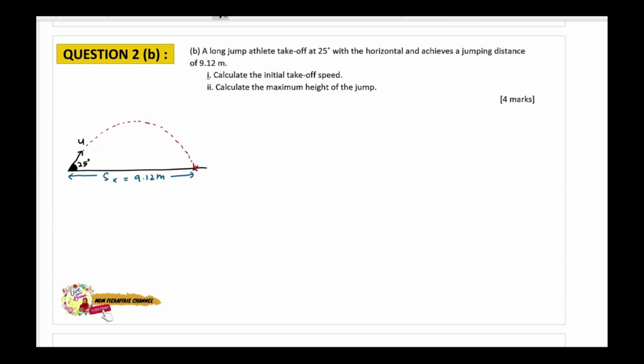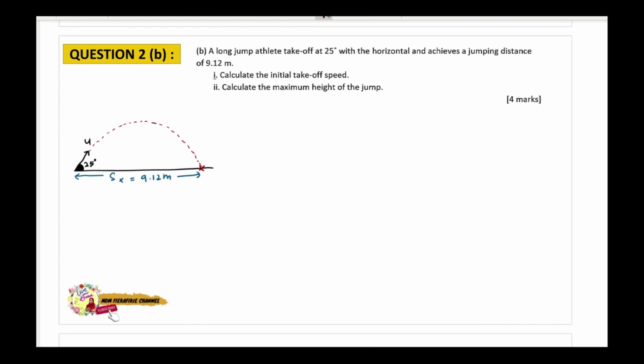Untuk dapatkan U, sebenarnya kita perlu ada Ux dan juga Uy. Betul tak? Kalau kita nak kira U, kita kena ada Ux dan Uy. Tapi Ux pun kita tak ada lah. So kita tulis dulu. So if we resolve U into X and Y component here, so Ux will equal to U cos 25. Okay, pastikan U mahir resolve vector. Dan Uy is equal to U sin 25.